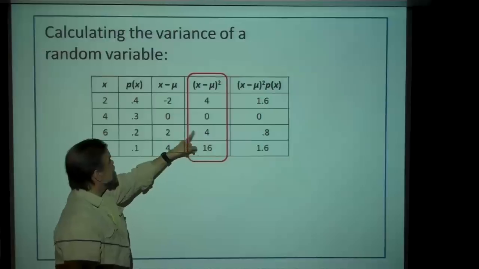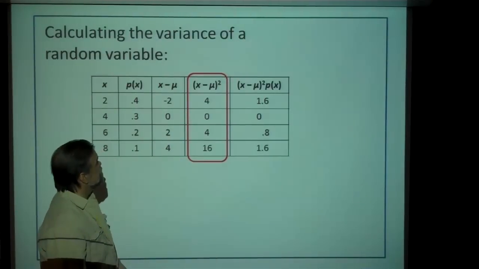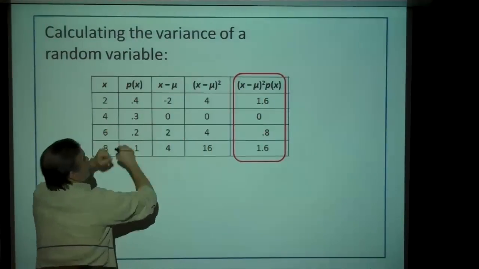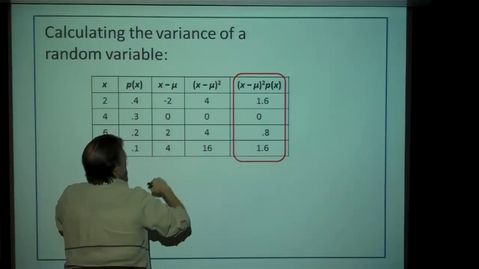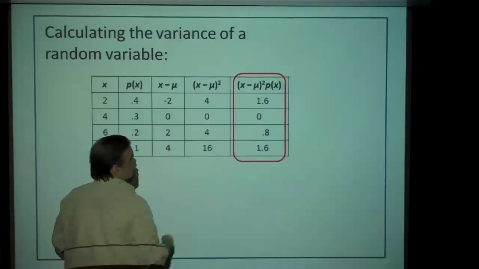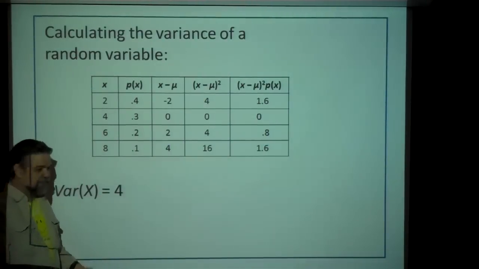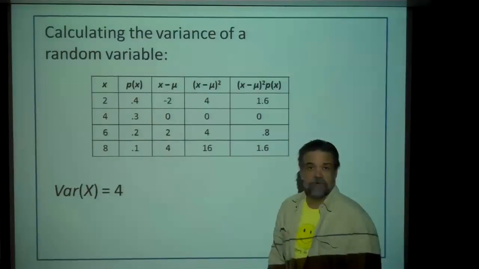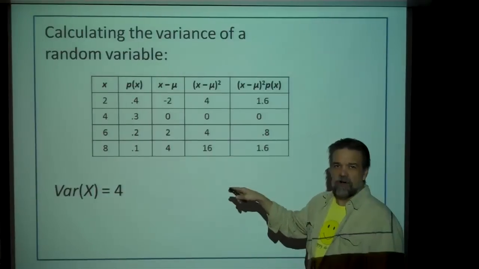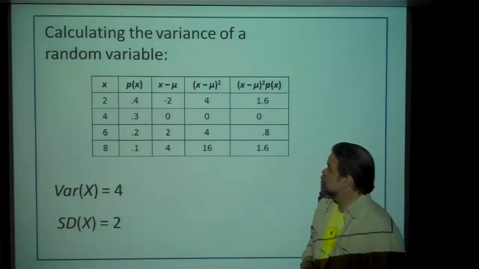This column here is merely this thing squared, okay? This squared is that, this squared is that, this squared is that, and et cetera. And then this column here is this column times this column. So 0.4 times 4 is 1.6, 0.3 times 0 is 0, 0.2 times 4 is 0.8, 0.1 times 16 is 1.6. And if you add all those up, what you get is the variance, which in this case also happens to be 4. So our mean is 4, our variance is 4. And how do you calculate the standard deviation? It's always the square root of the variance, okay? So the standard deviation in this case is 2, all right?